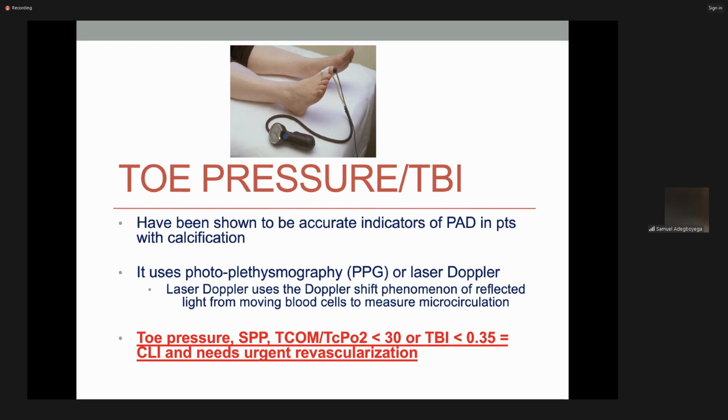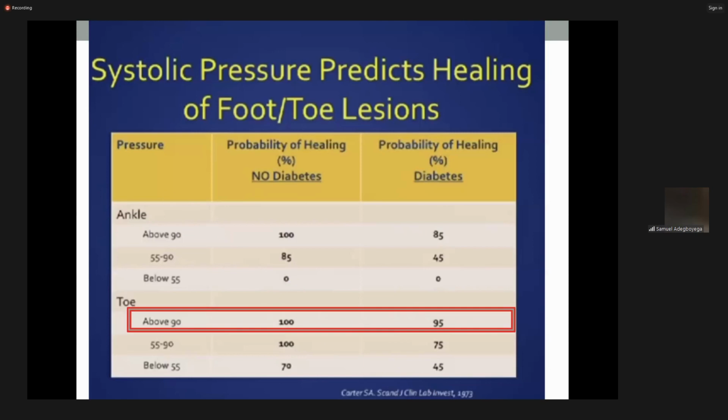It's the same number for TCOM. It's the same number for SPP. So for your toe pressure, SPP, TCOM, the number they're looking for is anything above 50, you get some healing. If your toe pressure is below 30, SPP is below 30, TCOM is below 30, what does that mean? Patient has severe critical limb ischemia, or PAD. Make sense? Are we good? So when I say toe pressure, if you say 0.7, you're wrong. If you say 70, you're right. Be careful with that.